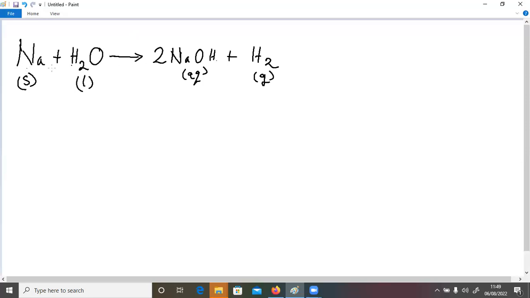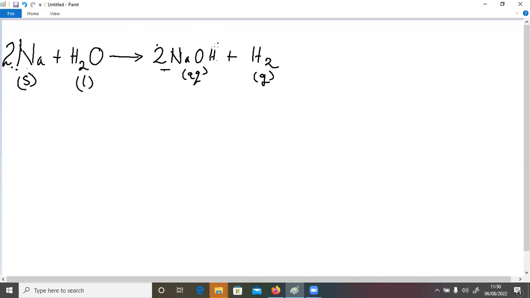One sodium on the left, two sodiums on the right hand side. So I need to make a two there so that I have two sodium on the left, two sodiums on the right. Okay. Then two hydrogens on the left and the hydrogen on the right.